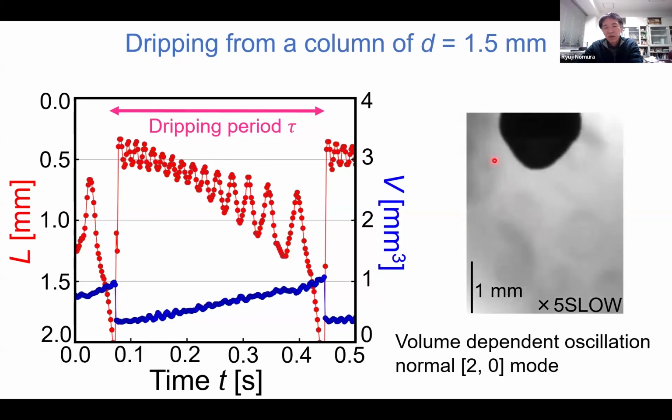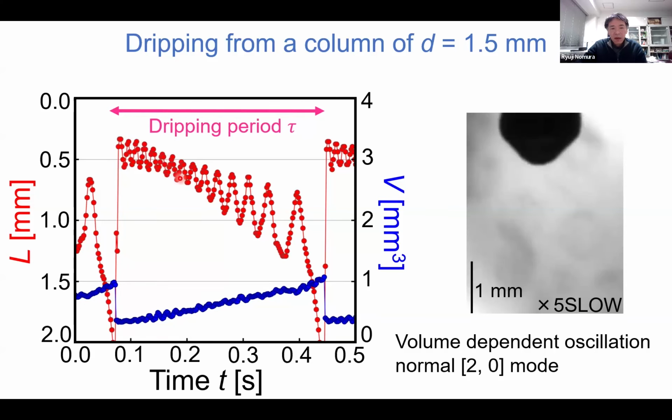Initially, it's a short period, and it gradually increases the period. You can see that in this graph too. Again, this is the length of the droplet as a function of time. And this is the pinch off. Just after the pinch off, it oscillates in a shorter period.